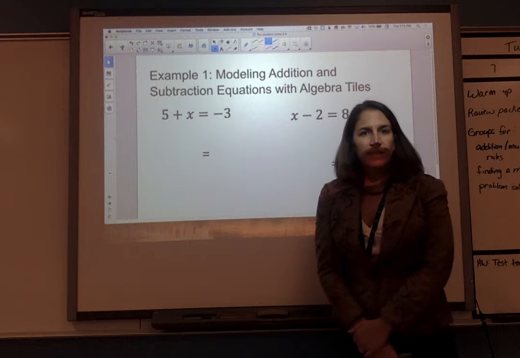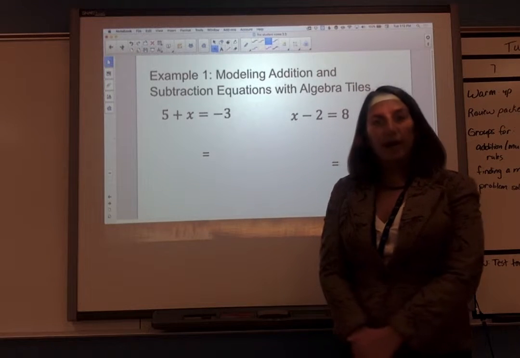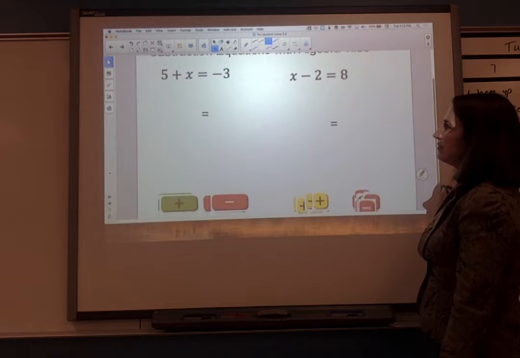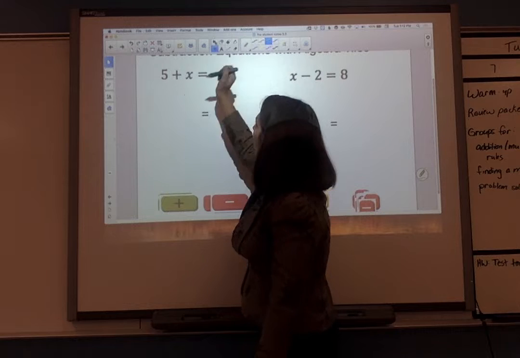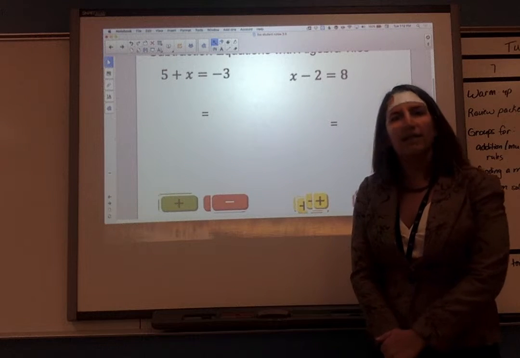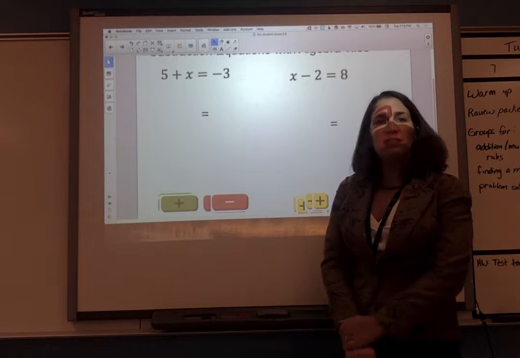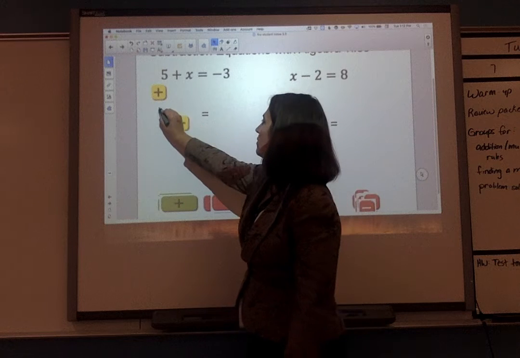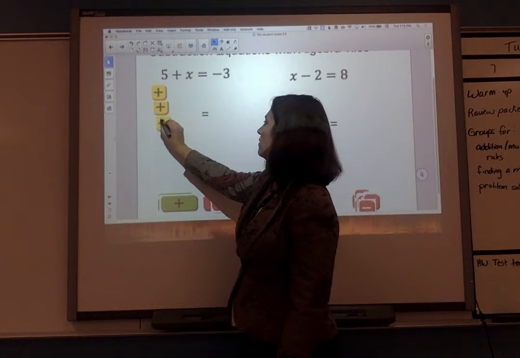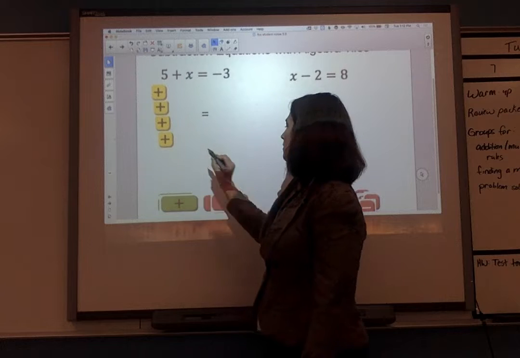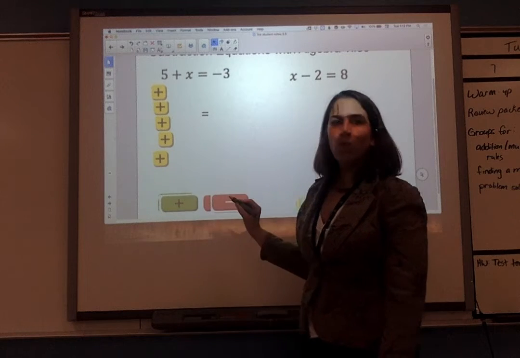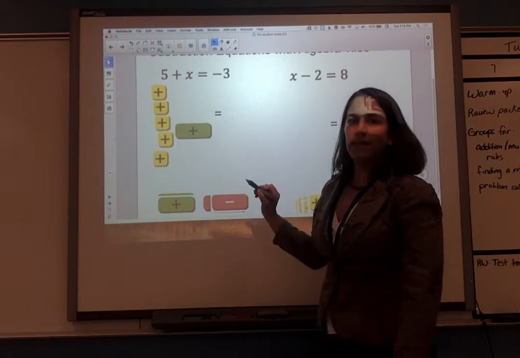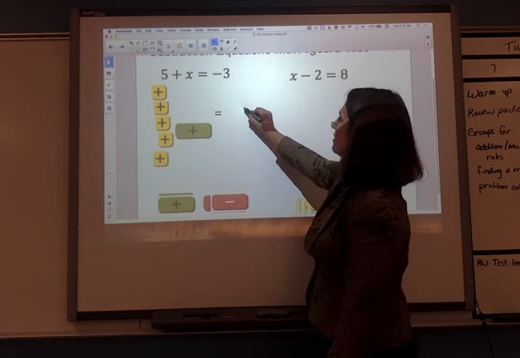So let's look at this first example. Our first example we're going to do with modeling. So I want you to draw this on your paper as I show you some algebra tiles here. So to start with, I have the equation 5 plus x equals negative 3. So on the left side of the equation, I have 5 positive counters. And 1 positive x. That's 5 plus x right here. And that's equal to 3 negative counters.